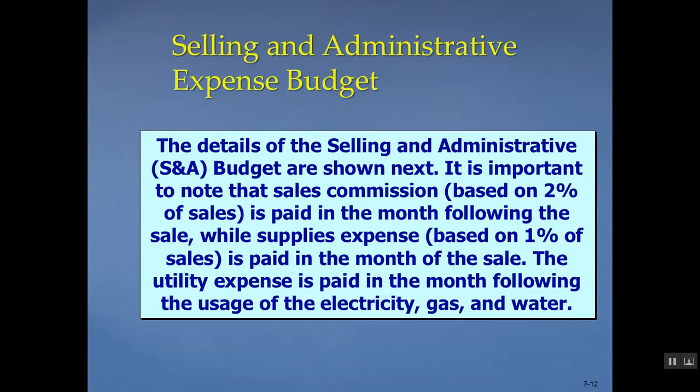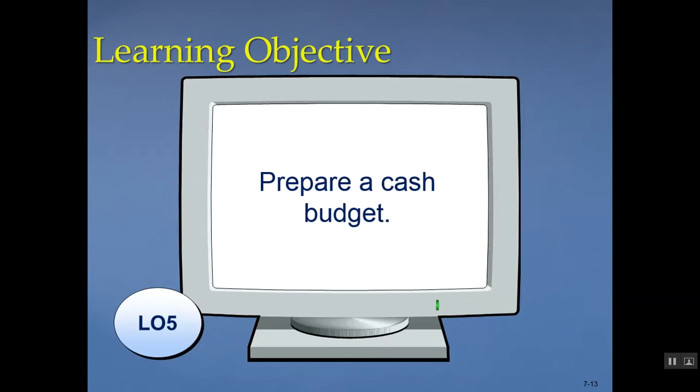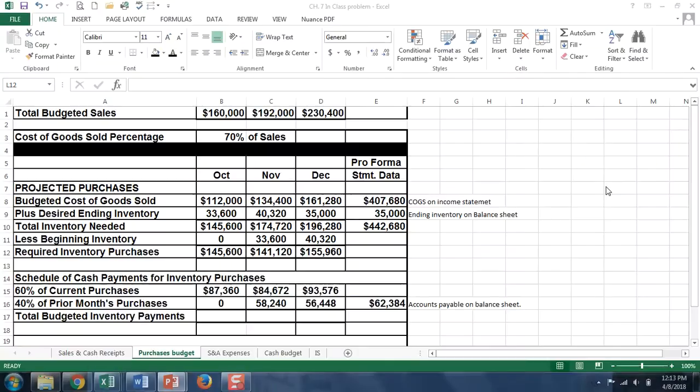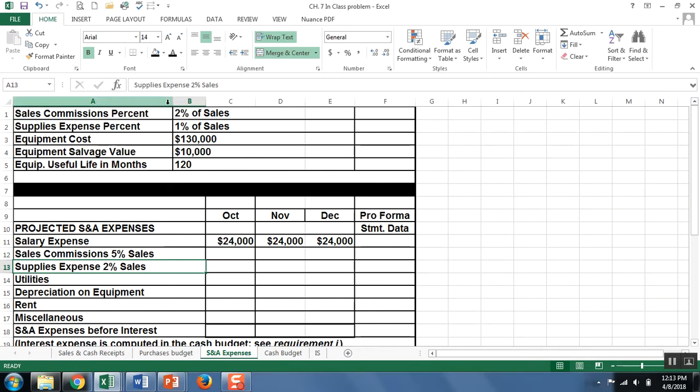They have sales commissions that are based on 2% of sales, and it's paid in the month following the sale. Supplies expense is based on 1% of sales and is paid in the month of the sale. And the utility expense is paid in the month following the usage of electricity, gas, and water. Okay, so let's go back to our example. So here's our assumptions.